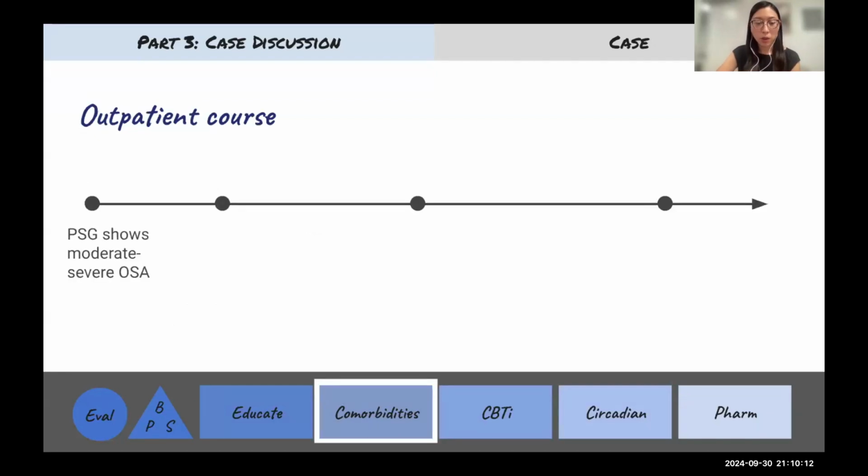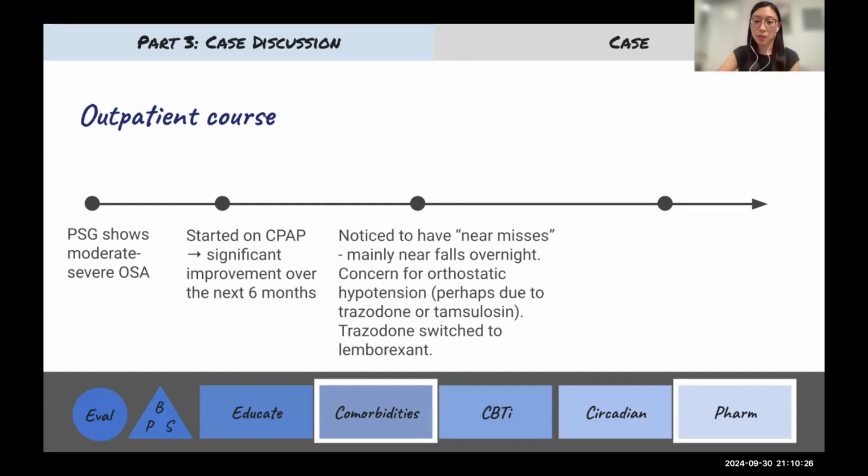Looking at his outpatient course, he does present for a sleep study, which is concerning for moderate to severe OSA. He is started on a CPAP, and fortunately is compliant with it, and he has significant improvement in his insomnia and feelings of fatigue over the next 6 months. At his outpatient visit, though, his family does bring up the fact that there have been some near misses at home. They've noticed some near falls, especially overnight, and sometimes the patient complains that he feels dizzy when he gets up. There's some concern that maybe there's some orthostatic hypotension, potentially from his antihypertensives, but also potentially from trazodone. And there's a decision made to switch the trazodone over to a safer medication, such as lemborexant.